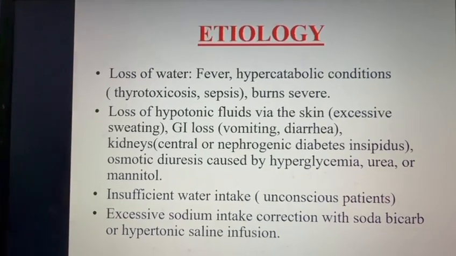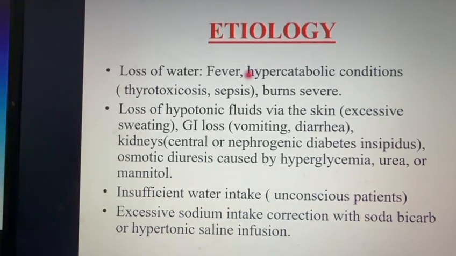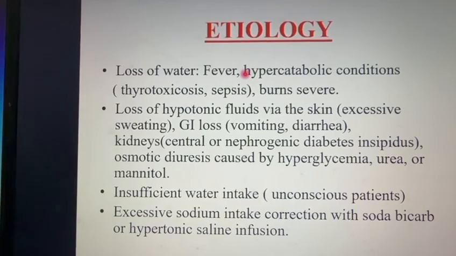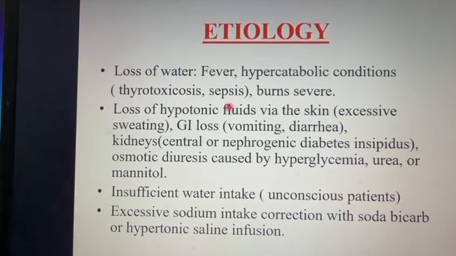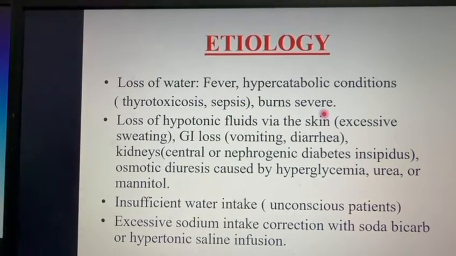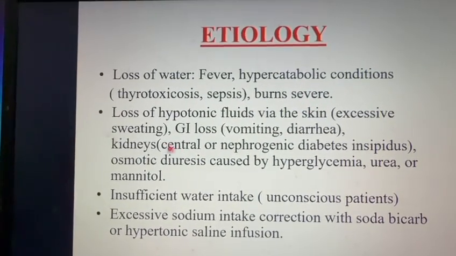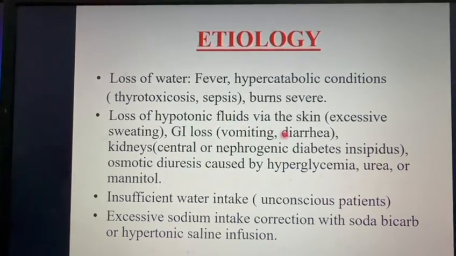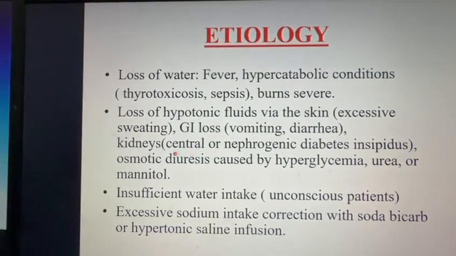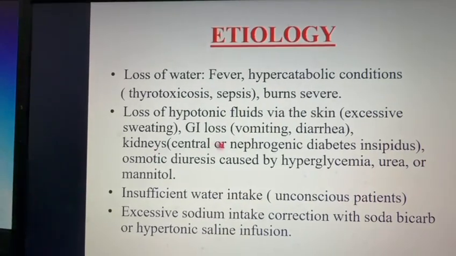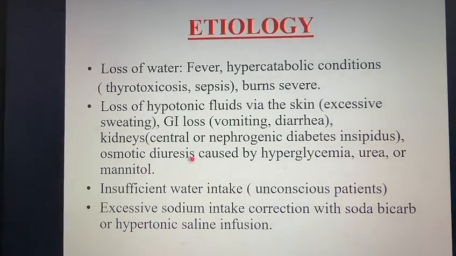These are the etiologies. First is the loss of water in febrile conditions or in hypercatabolic conditions like thyrotoxicosis, sepsis and severe burns. There is loss of water. Second is loss of hypotonic fluids via the skin in the form of excessive sweating, or GI loss like vomiting, diarrhea, or diseases of the kidneys, central diabetes insipidus or nephrogenic diabetes insipidus, and osmotic diuresis caused by hyperglycemia, urea and mannitol.